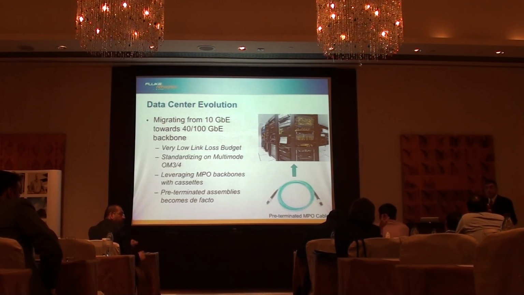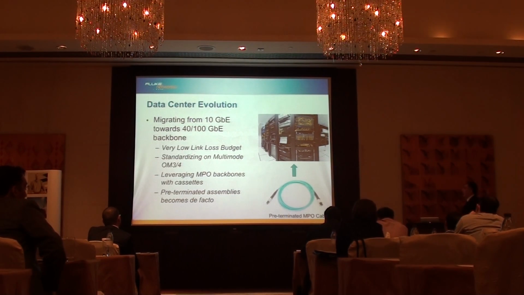Exactly. Yes. OM3 has a lower number of indexes, and OM4 has a lot more. OM1 and OM2 don't have index of refraction. It's just straight. Okay. So anyhow, you can leverage the cassette system, pre-terminated, where everything becomes easy to install.